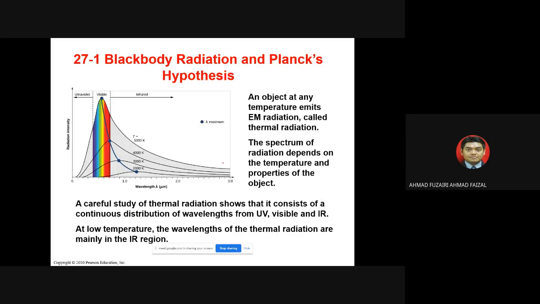So, black body radiation and Planck's hypothesis. When we talk about a black body, it's not just a body with no colors. We understand that when we see things in color, it is because of the light that goes into our eyes, which of course is processed by our brain, but that is due to the frequency.